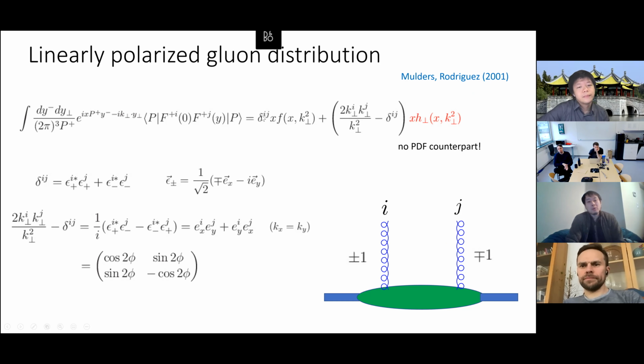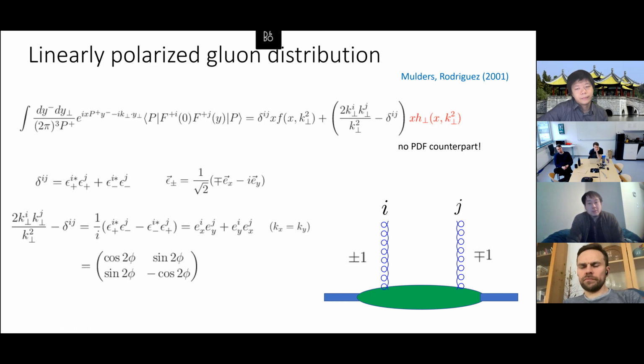One is proportional to delta ij, and that is the ordinary unpolarized gluon TMD. But there is an additional term which has this tensor structure, and this is called the linearly polarized gluon distribution function. The physical meaning of that you can see by looking at the tensor structure.